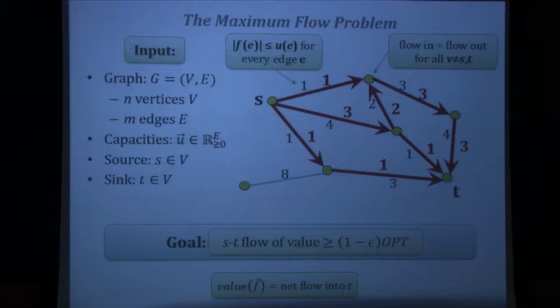And we're going to look at the approximate problem. So we're going to look for the epsilon approximate variant of this. Our goal is to find an S-T flow that's at least 1 minus epsilon times the optimal flow. So that's the problem we're going to study.